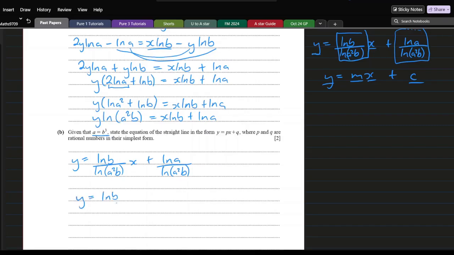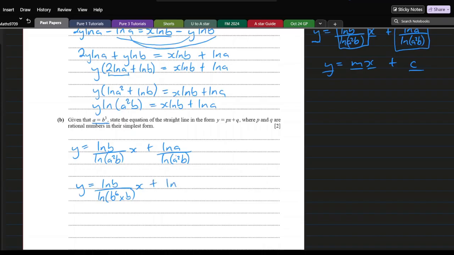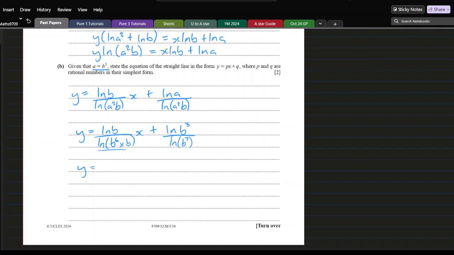So ln b over ln, there is a squared, so a squared would be b to the 6. So this is b to the 6 times b, alright, x plus ln a is b cubed, so ln b cubed, over, this is the same as this, so ln b to the 7. Okay, so let's just simplify everything. We've got y is ln b over ln b to the 7 x plus ln b cubed over ln b to the 7.